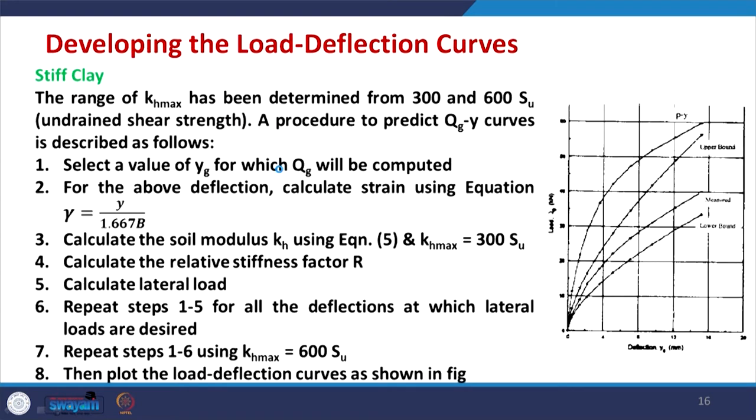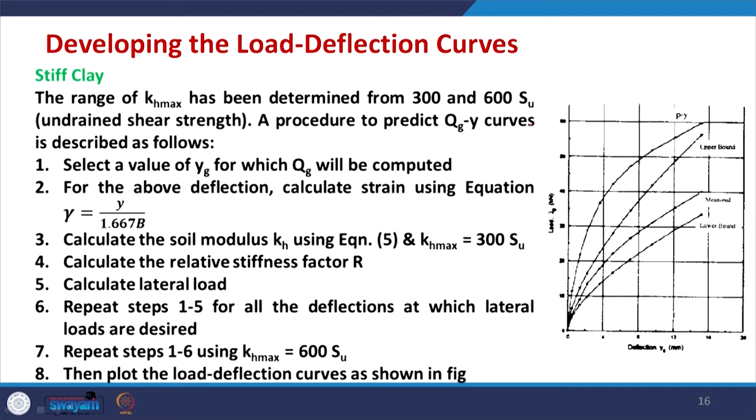We go further. Further steps are given here to develop the load deflection curves. For example, first decide the range of kh max. For stiff clay it has been determined that the range of kh max is between 300 to 600 SU, where SU is nothing but the undrained shear strength. And a procedure for how to develop these curves has been given here.